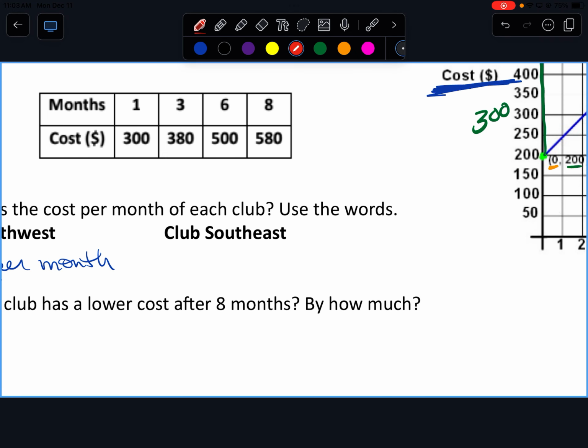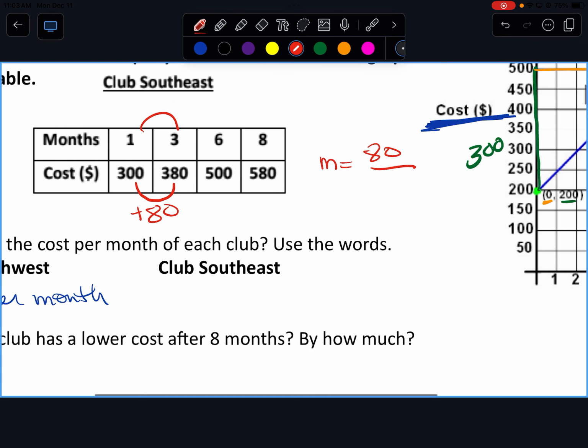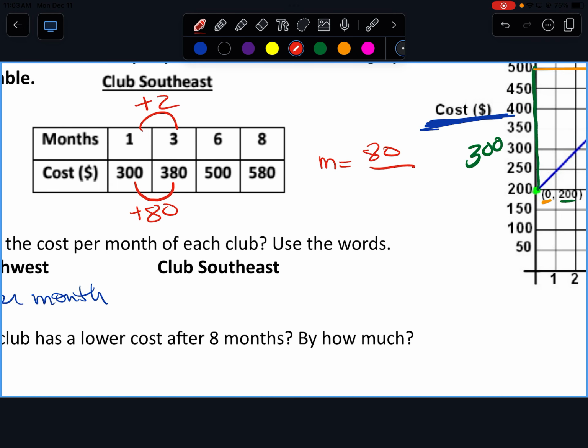Then we're going to do Southeast. So the change in y here, we go up by 80. So if I'm talking about my slope, that's 80 over, and I do this right here, and that goes up by 2. So that's over 2, so that's 40. So again, that's $40 per month.